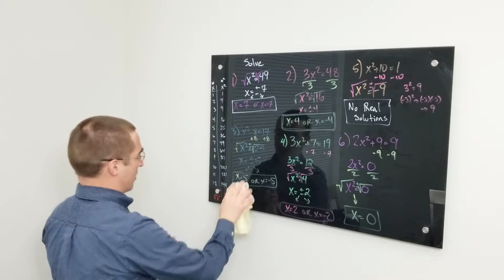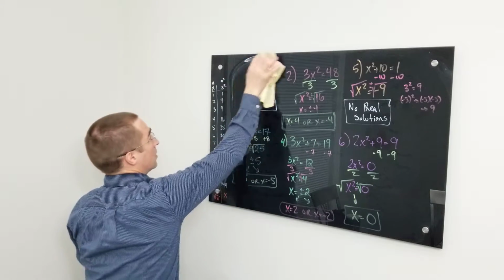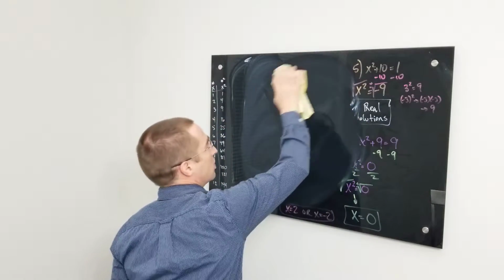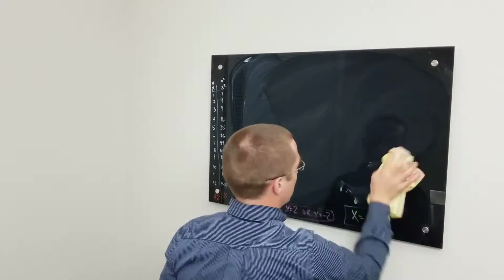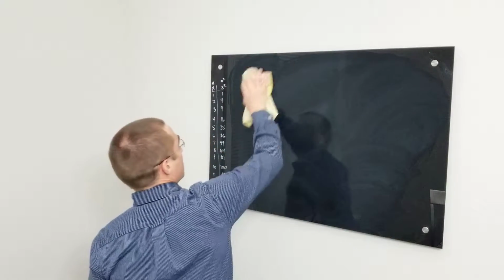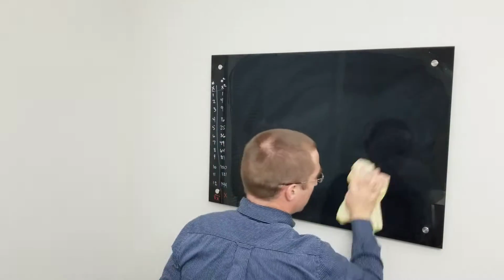Let me erase this now. I'm going to keep this up. There we go. Intermission. Hopefully you finished your problems. If you're still watching and haven't done those problems, go ahead and do problem 7 through 12.